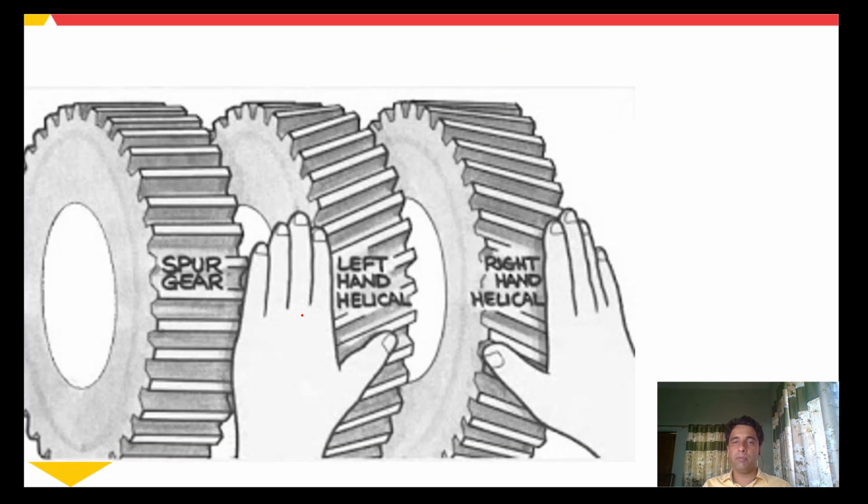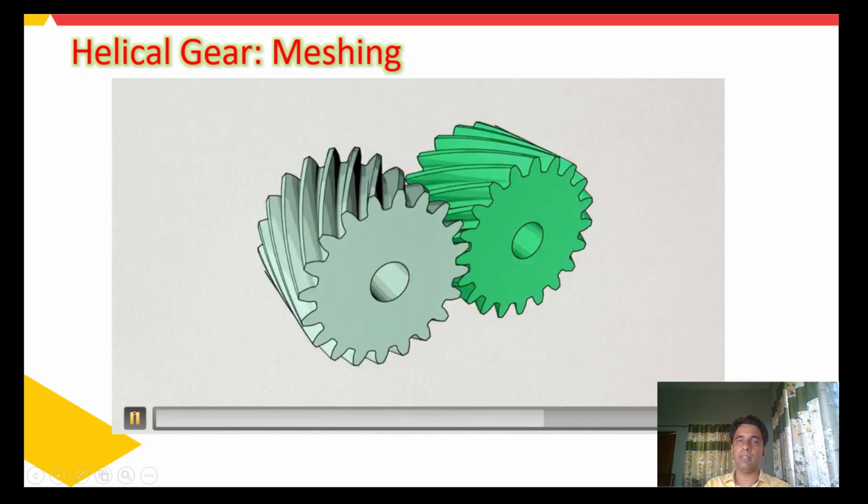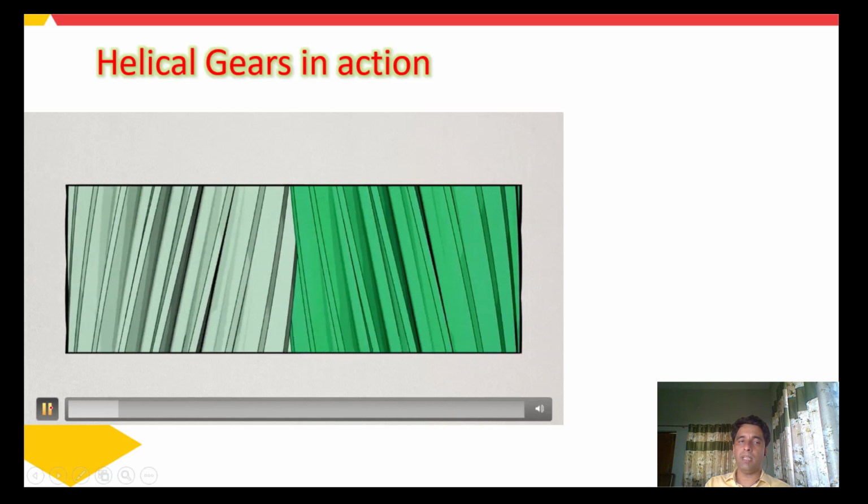Again, to make it clearer, look at this. Here, if I put my hand like this, then this becomes the left hand helix, and if I put my hand like this, then it becomes the right hand helix. So once you have a helical gear in your hand, then you can identify whether this helical gear has right hand helix or left hand helix. Now see how the meshing is done in the gear. You look at this, the gradual engagement which I have just explained. Look at the animation part.